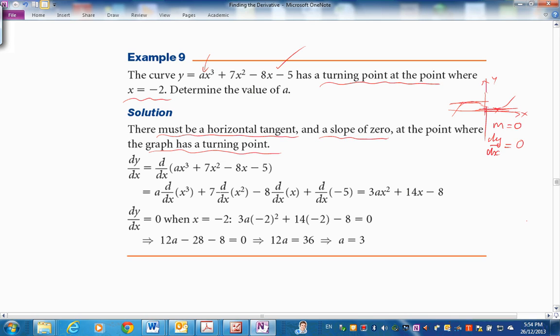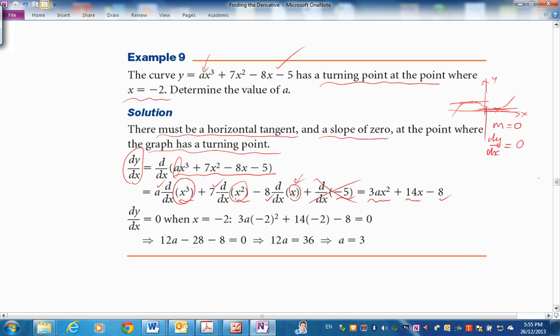Let's do it. So the derivative of the function is the derivative of this thing. Now a is a constant, so it's a by the derivative of x cubed, 7 by the derivative of x squared, -8 times the derivative of x, and the derivative of a constant. If we simplify that, this is 3ax squared, remembering the derivative of x cubed is 3x squared, with a in front. The derivative of x squared is 2x, so it's 14x, and the derivative of x is 1, so this is just -8. The derivative of a constant is 0. A constant doesn't change with respect to x.